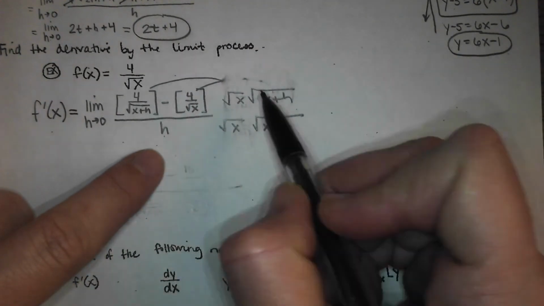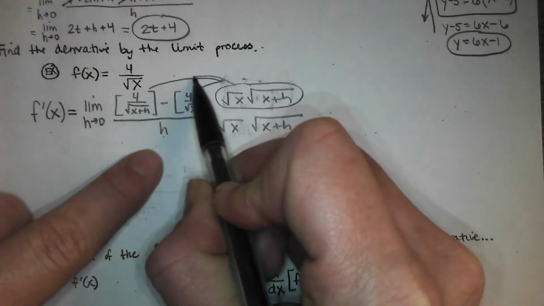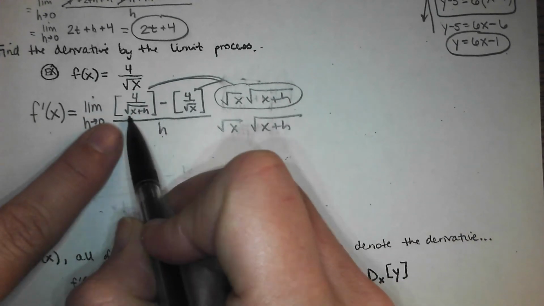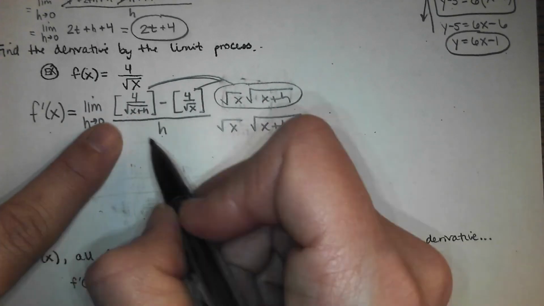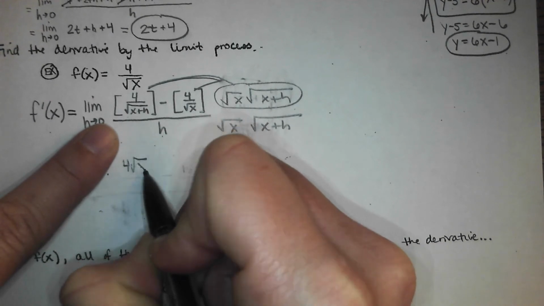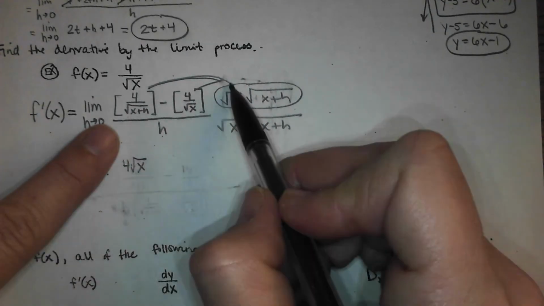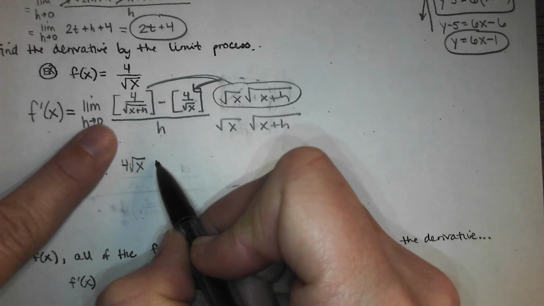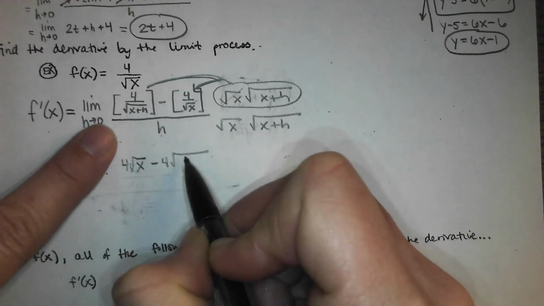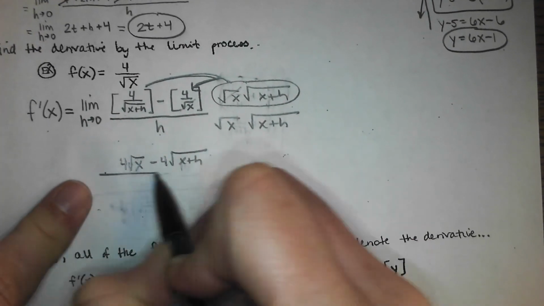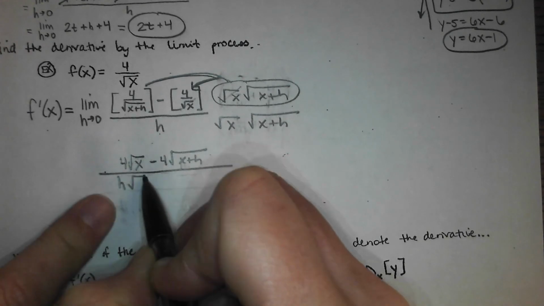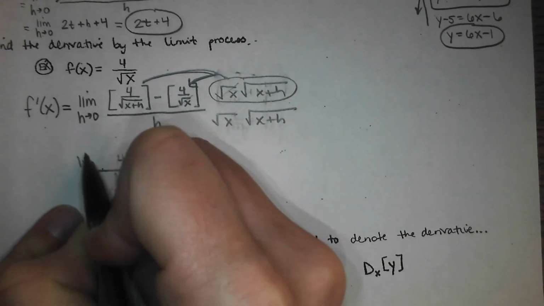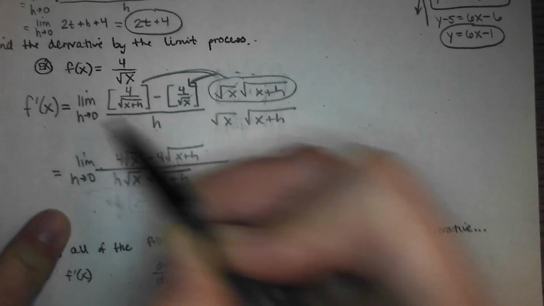And in the numerator, I'm going to actually distribute that. So when that gets distributed to the first fraction, your root x plus h's are going to cancel, leaving you with just 4 root x. And when you distribute to your second term, the root x's are going to cancel, leaving you with minus 4 root x plus h, all over h root x plus h. And all the while with your limit as h approaches 0 out in front.